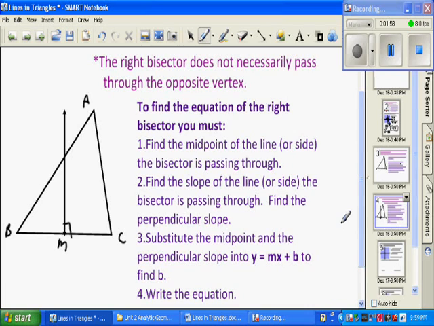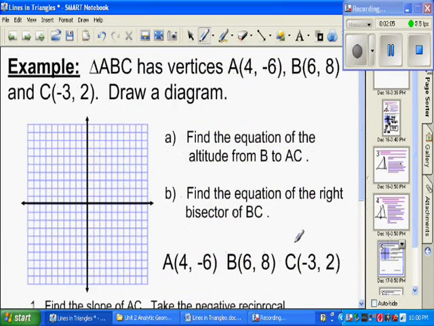We're just going to go through one example where we find the right bisector and the altitude for one triangle. Okay, so here's my triangle, ABC. The first thing we have to do is draw a diagram. So point A is (4, -6). Point B is (6, 8). And point C is (-3, 2). So I've got my triangle.